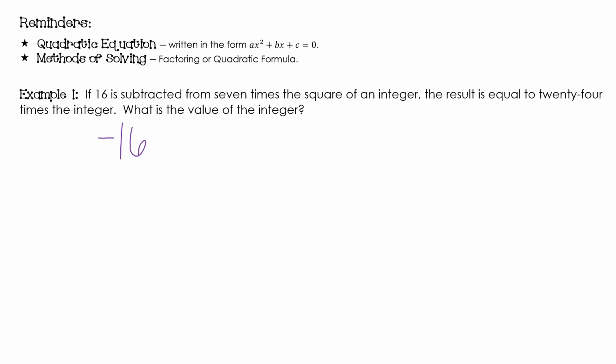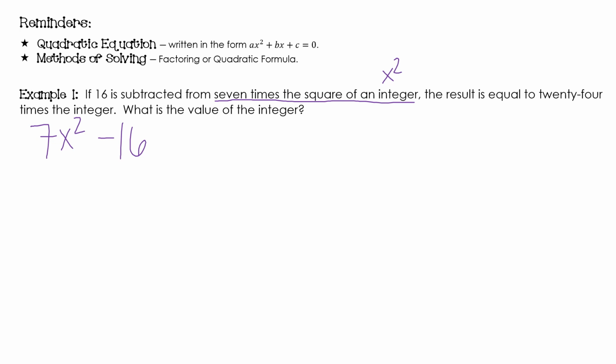It's being subtracted from 7 times the square of an integer. Well, the integer is my unknown. I don't know what the integer is, and so we are going to use the variable x to talk about the integer, and then we'll solve for x, and that will be the answer. If the integer is being squared, so the square of an integer, that's x squared. And that's where the quadratic piece is going to come in. So 16 is being subtracted from 7 times the square of an integer. Again, anytime you see the integer in this problem, we're going to use x.